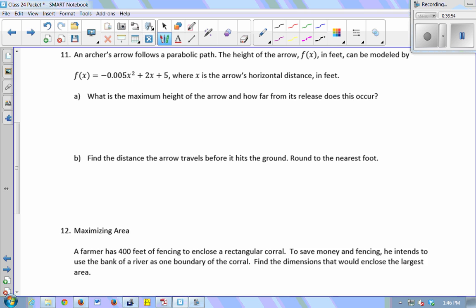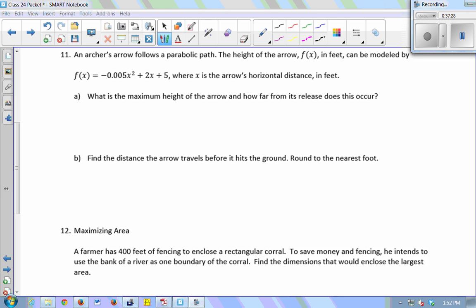So I want you to work in your groups to think about A and B. Find the maximum height of the arrow and how far from its release does this occur, and find the distance the arrow travels before it hits the ground. Okay, so what is the maximum height of the arrow and how far from its release does this occur? This is a parabola because it's a quadratic function. The a value is negative, which means it opens down. So its maximum height is the vertex, right? We find its maximum height at the vertex.